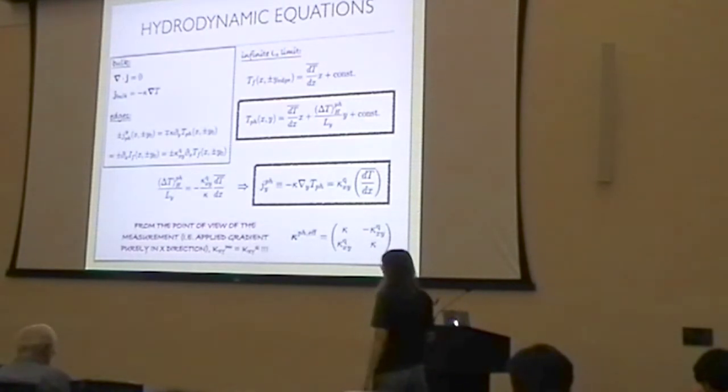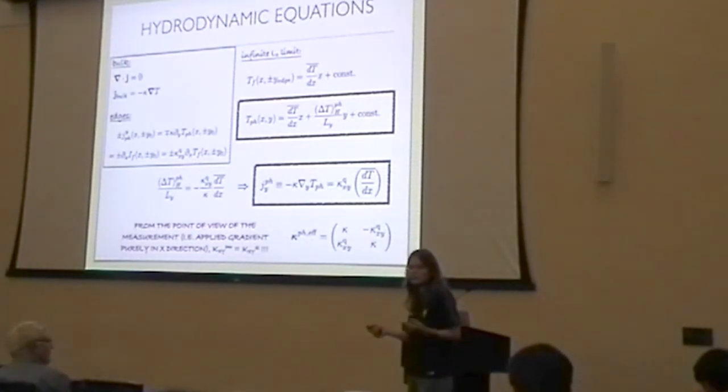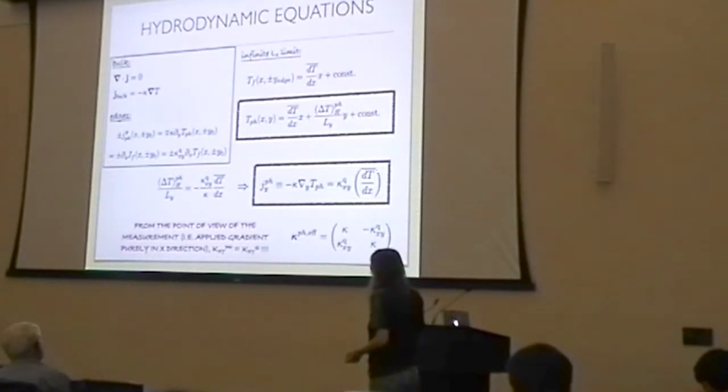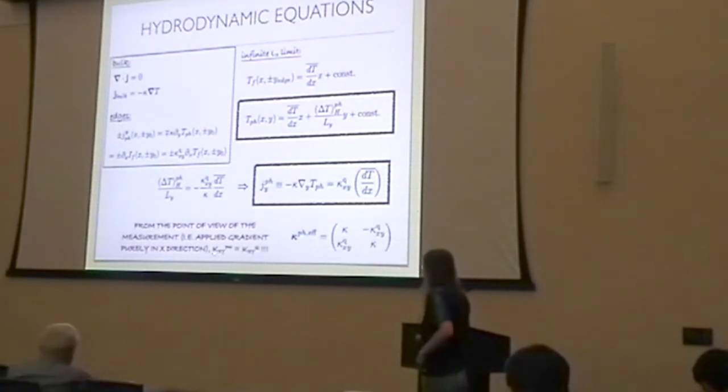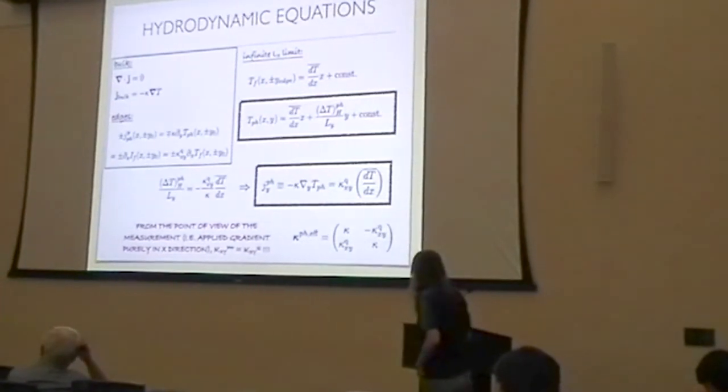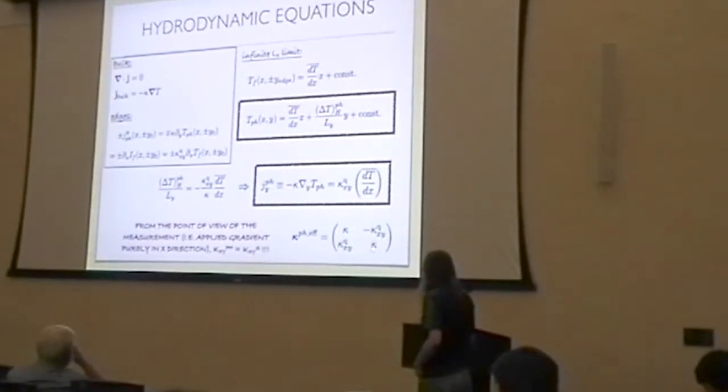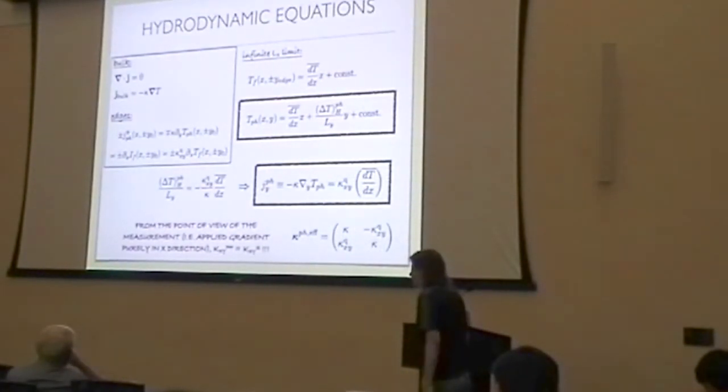So from the point of view of the measurement, we only applied an external temperature gradient. If we didn't know anything about what was happening in the system, all we know is that we've applied the temperature gradient, and that if we measure the phonon current, we actually have this kappa xy. So from the point of view of the measurement, the phonons have a kappa xy, and the effective kappa tensor of the phonons takes this form. Effectively the system is just like having a longitudinal conductivity and also a Hall conductivity, which is quantized.